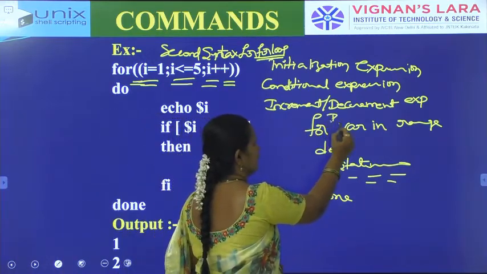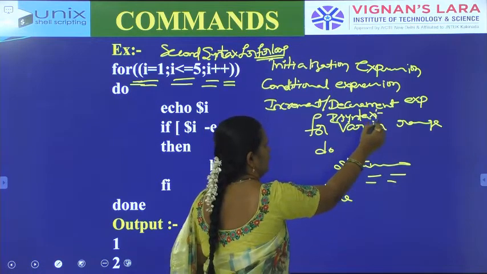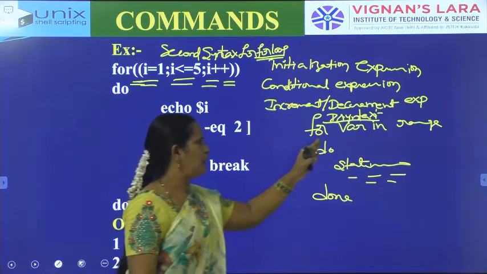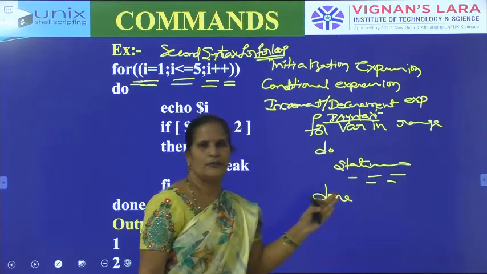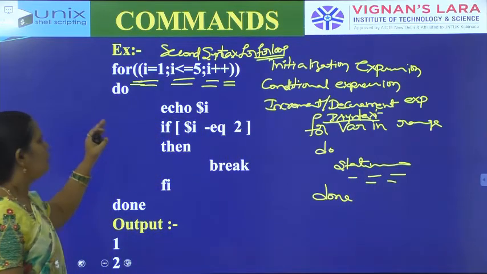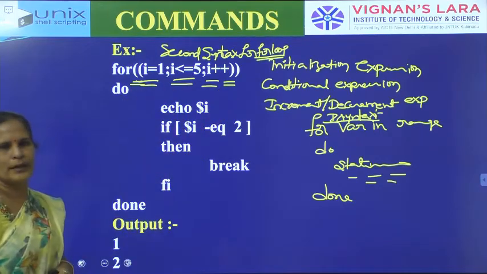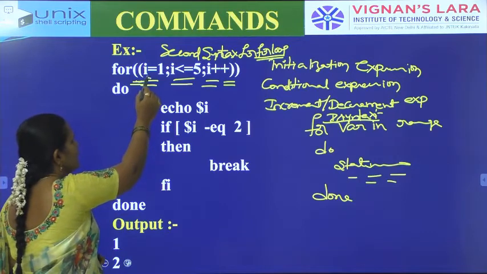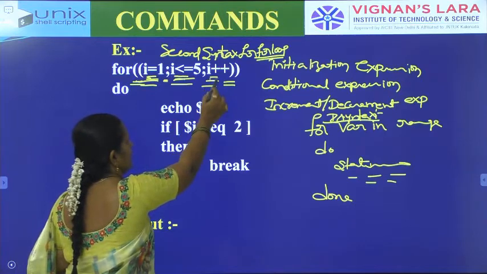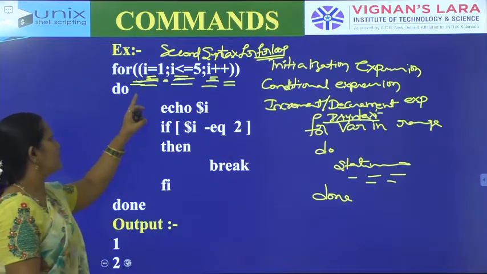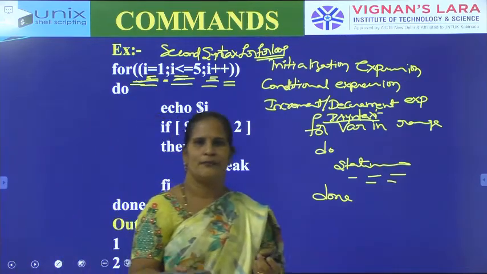In between do and done we have to specify the repetitive statements. Here I specified echo space $I. Echo is just like a print statement in C language. Echo followed by message. We can specify echo space message, or echo space within single quotations, or within double quotations. So echo is just like a print statement in C language.